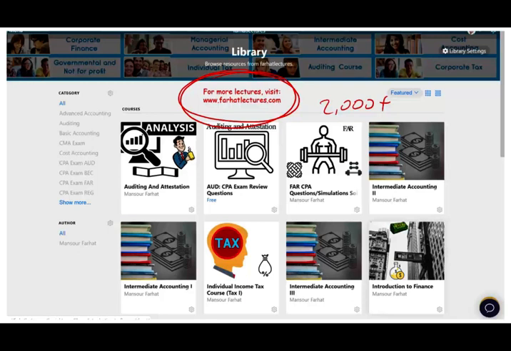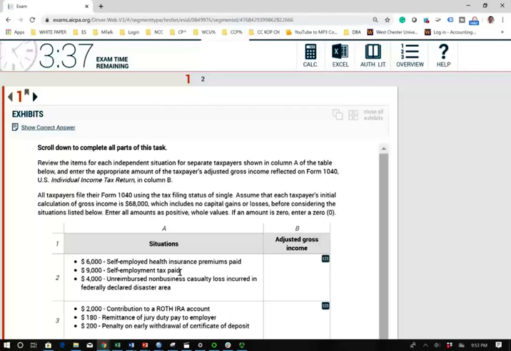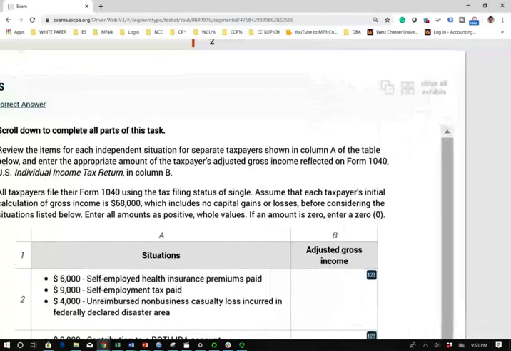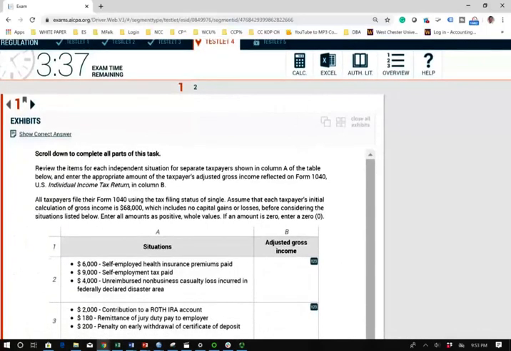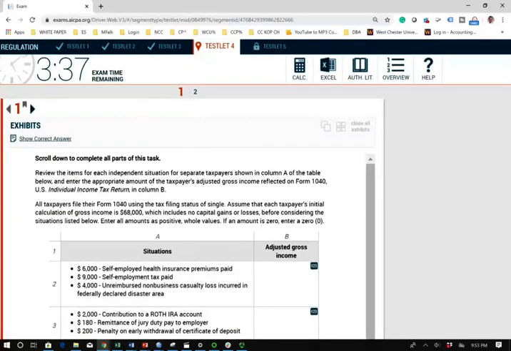So what I'm going to do now is move on to the CPA simulation and work the simulation together. So this is what the simulation would look like. The first thing you want to do is take a look at the instructions. And this is what it actually looks like on exam day. So you want to make sure you are familiar with all your resources.